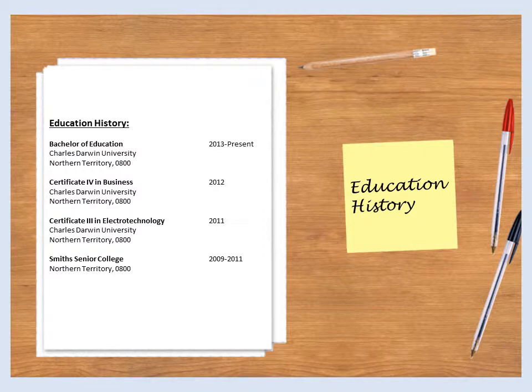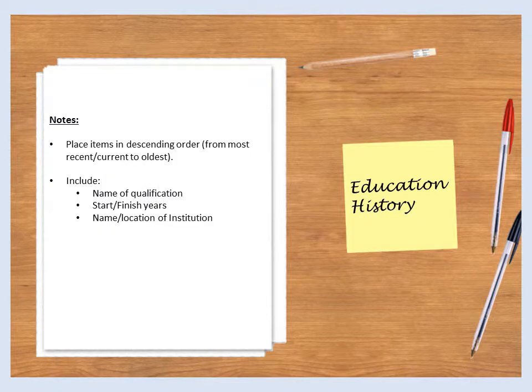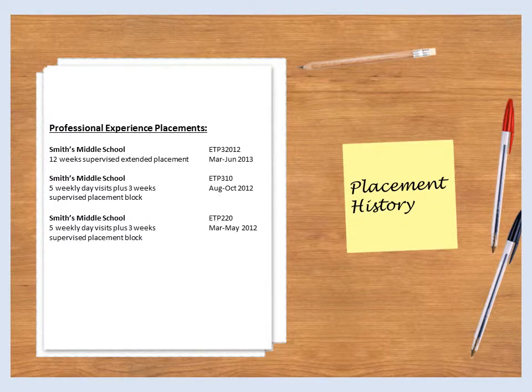Next, your education history should be listed in descending order. This means that your most recent qualification or what you are currently studying goes at the top, and this is followed in chronological order by other qualifications and degrees you may have completed. If you have graduated from or are currently studying a degree with a placement component, you'll want to include details of your placement history below your education history.